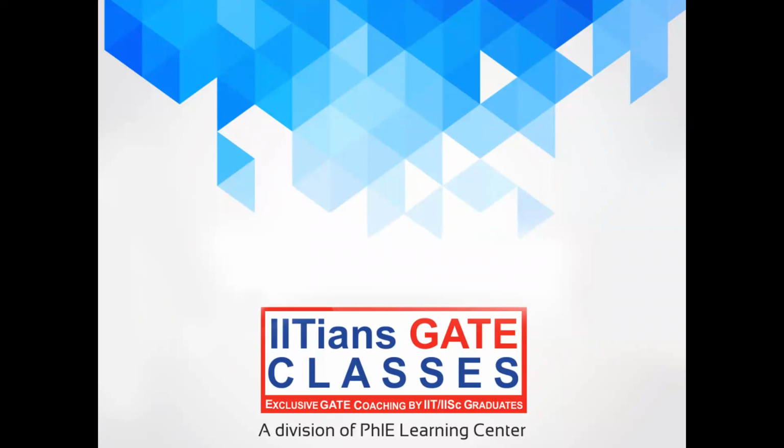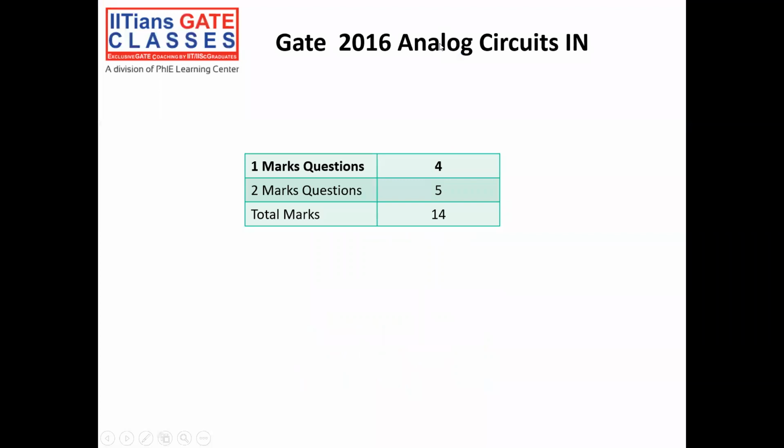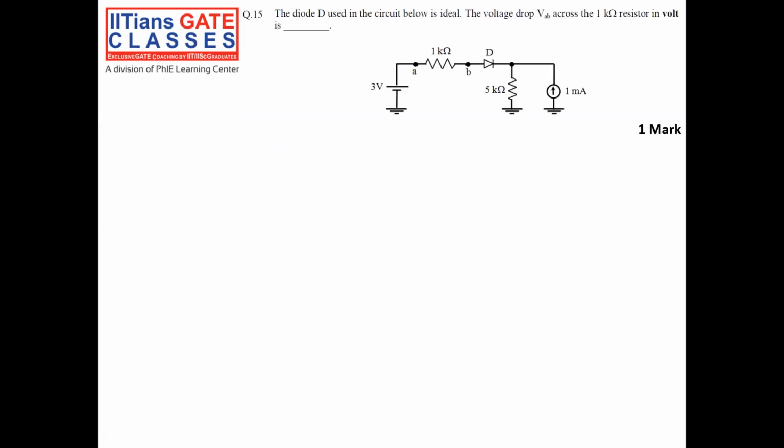In this session, we will discuss all the questions that have come from analog circuits in the 2016 GATE examination for instrumentation branch. In 2016, there are a total of 9 questions from this subject. 4 are of 1 mark and 5 are of 2 marks. So in total, 14 marks have been asked from this particular subject in the GATE 2016 examination. Let us discuss all the questions one by one.